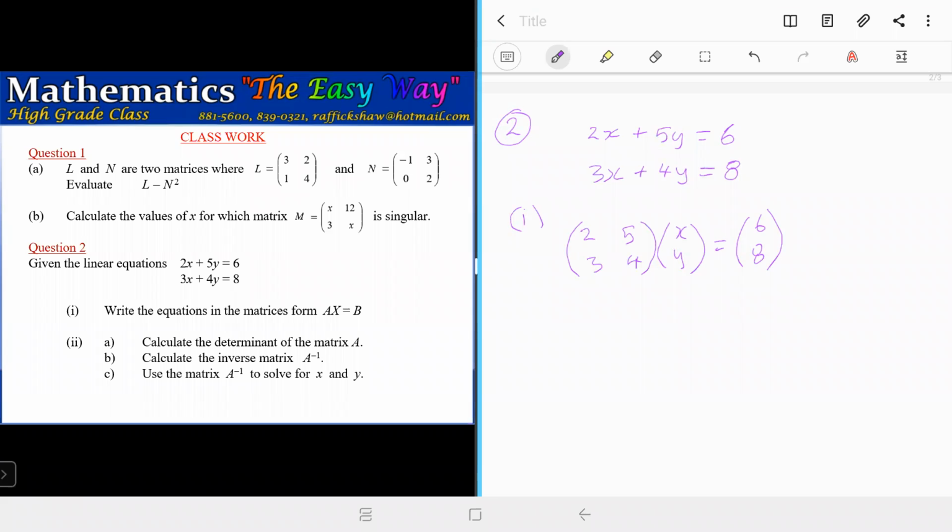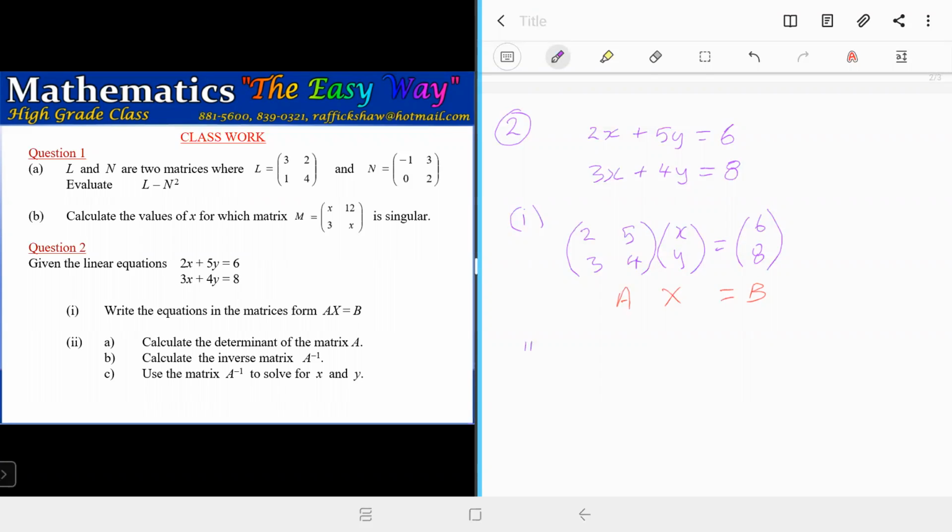All right. So in essence, this is your A, this is your X, and this is your B. So if they refer to A, they're talking about this one. If they refer to X, they're talking about this one. If they refer to B, they're talking about that one, based on what they said. Because they said they wanted AX equals B. All right, then we'll come to part 2.